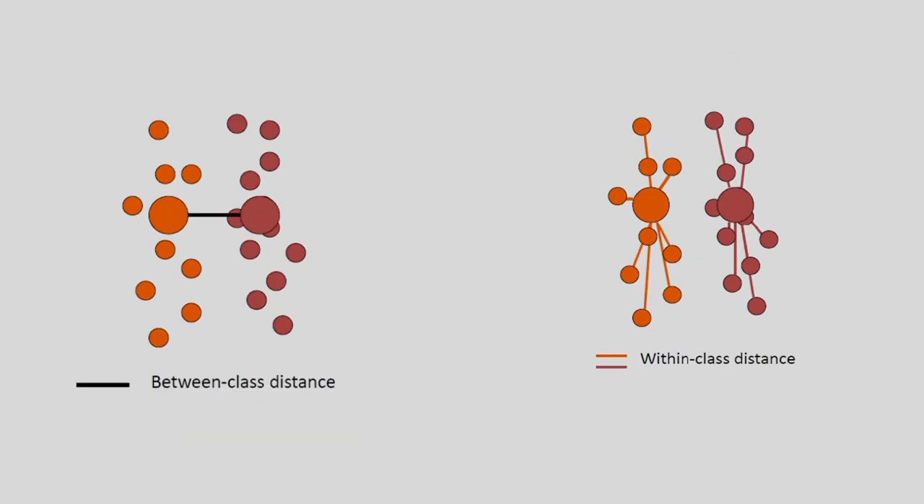So what information we have to consider? One is the between class scatter, or the between class distance. So, what is the between class distance? The between class distance is nothing but the distance between the centroids of different classes.